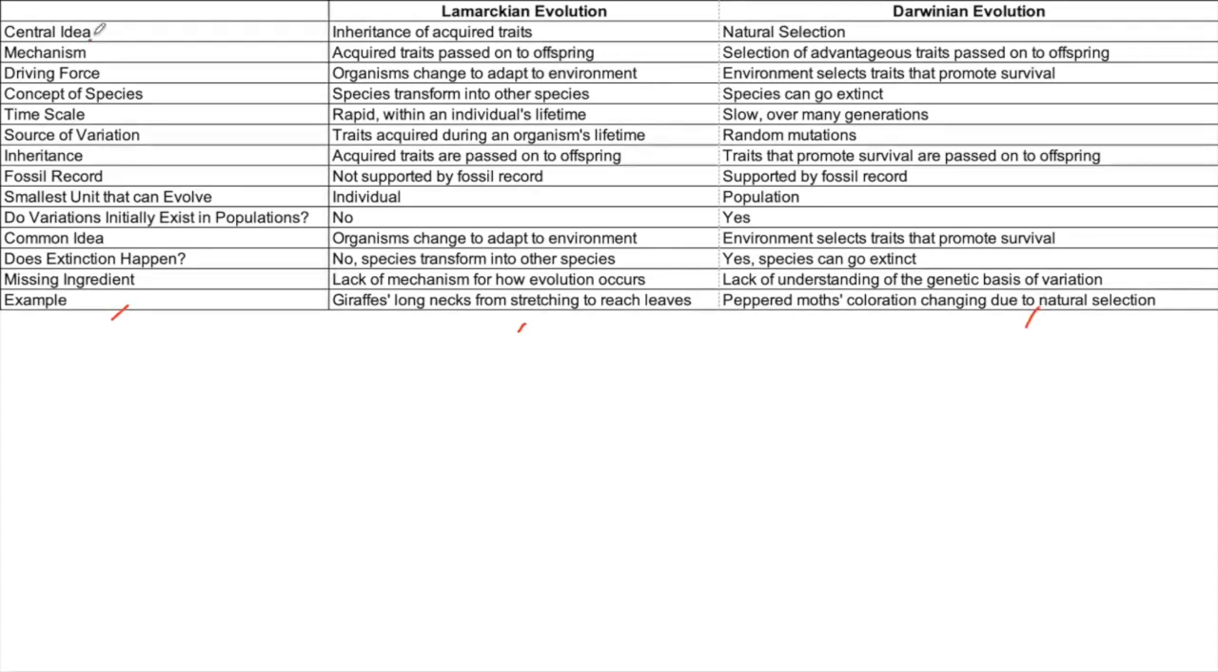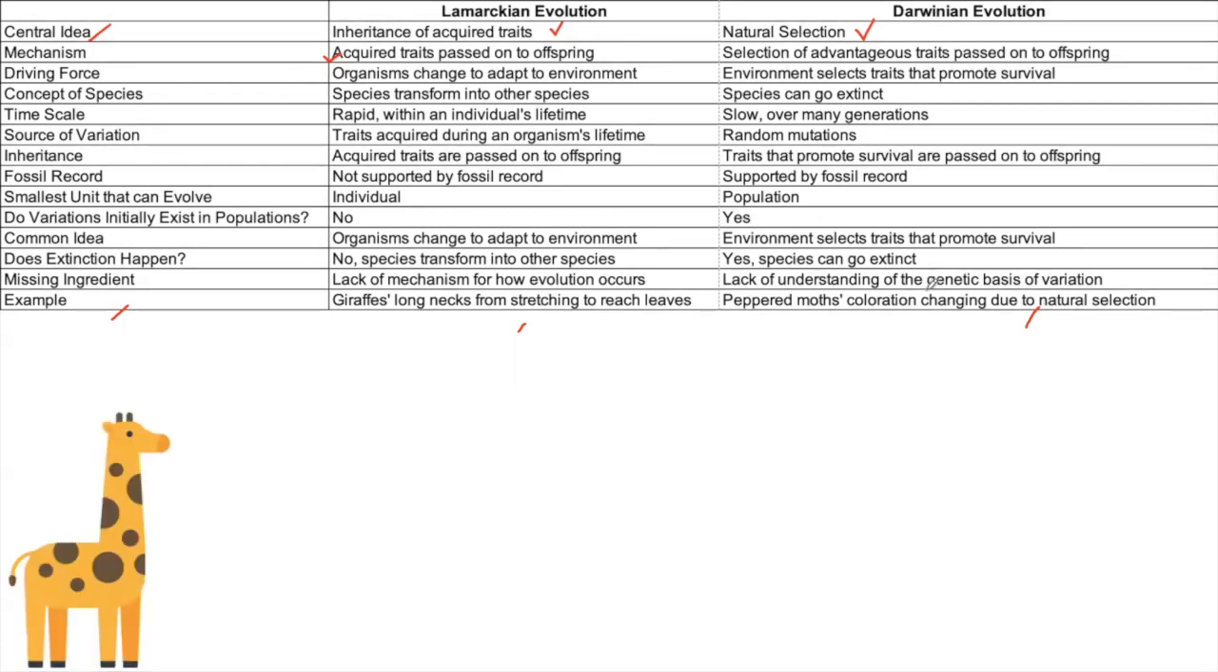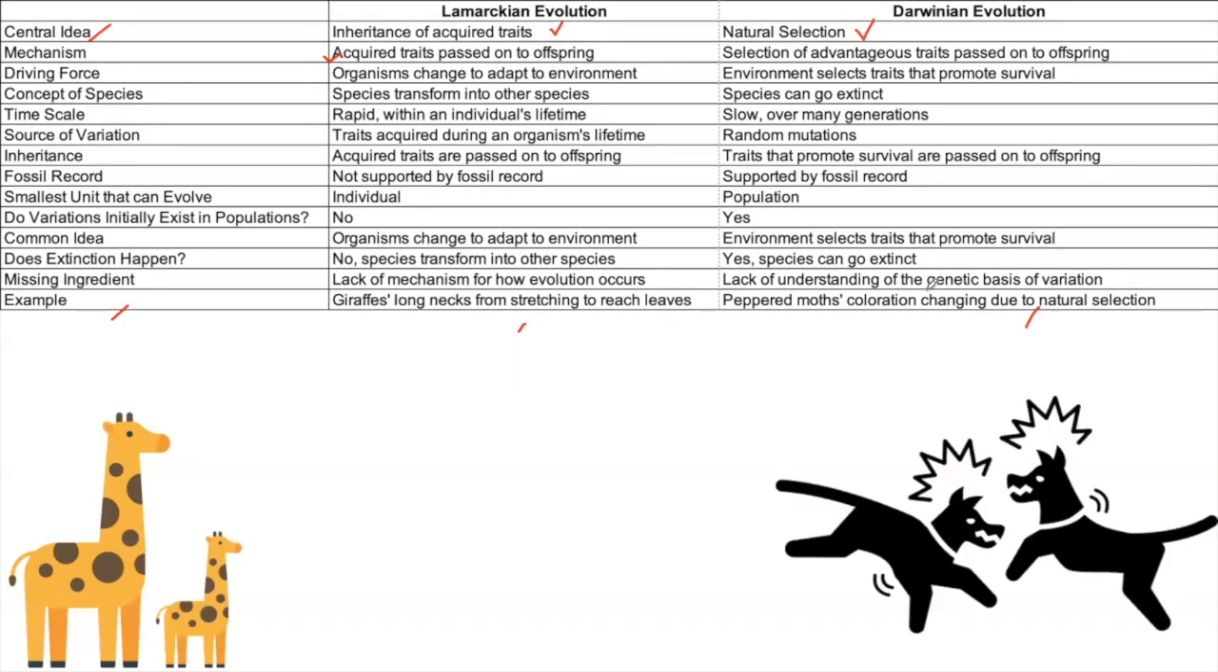Firstly, the central idea of Lamarckian evolution is the inheritance of acquired traits. It's the mechanism, basically: passing on the acquired traits onto the offspring. On the other hand, for Darwinian evolution, it's natural selection. Only those with advantageous traits can survive and therefore pass those advantageous traits to their offspring. So basically, what Lamarck says is, if a giraffe stretches its neck to reach the leaves high up in a tree, baby giraffes would have longer necks.